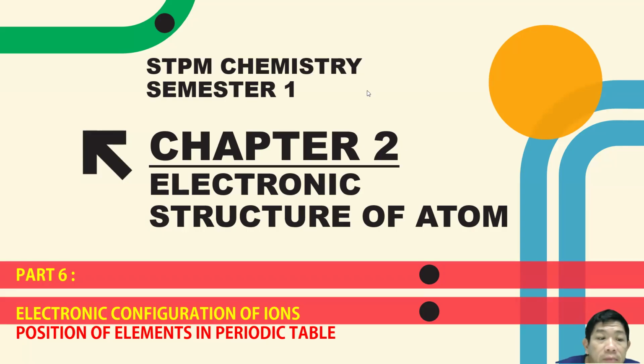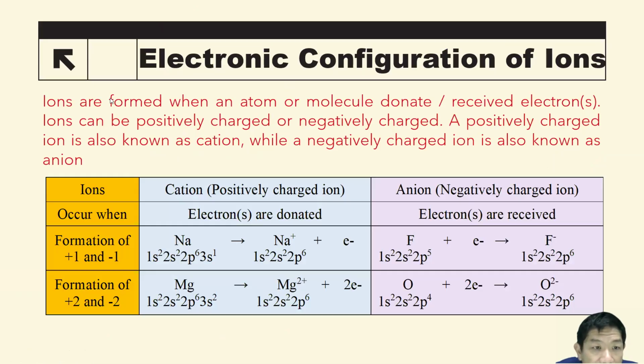Here we are at the final part of the video lessons for chapter 2, where we are going to talk about electronic configurations of ions and positions of elements in the periodic table. In the previous lesson, we learned how to fill in the electronic configurations for the elements in the periodic table, including the d-block elements, and how to apply the three rules and principles: Aufbau, Pauli exclusion, and Hund's rule. So we are going to continue with the electronic configurations of ions.